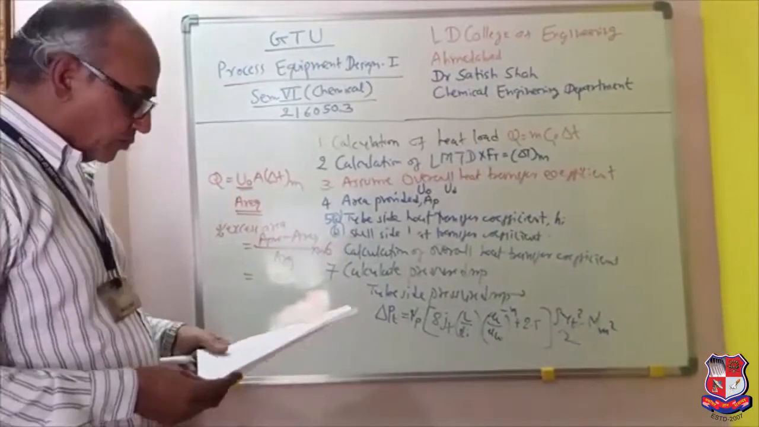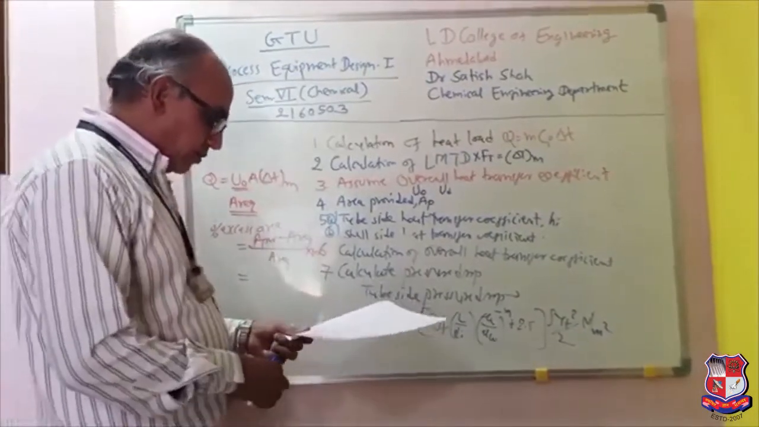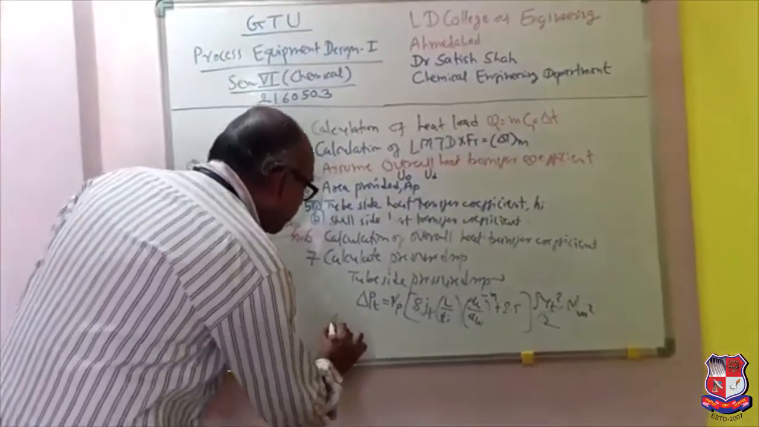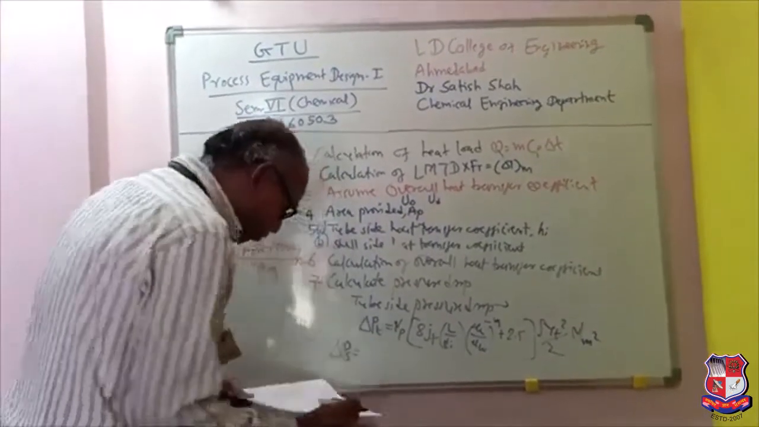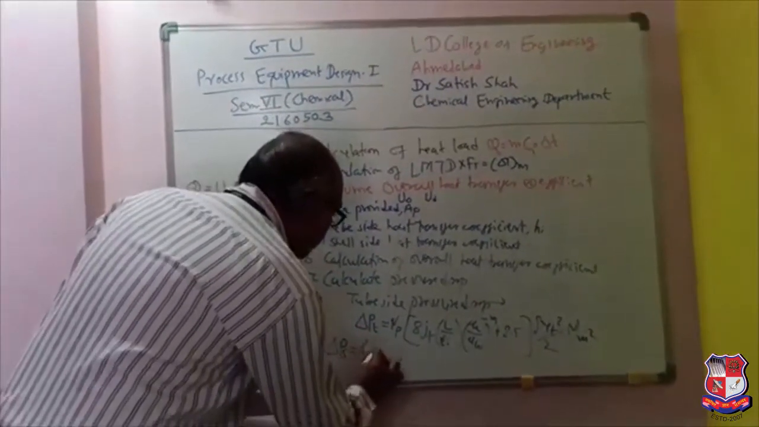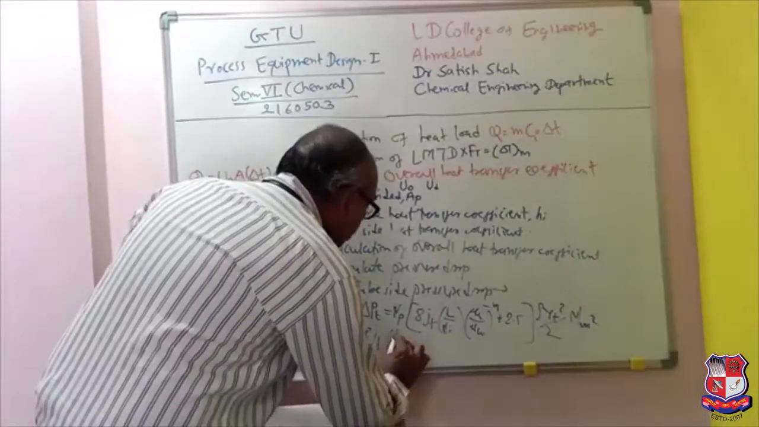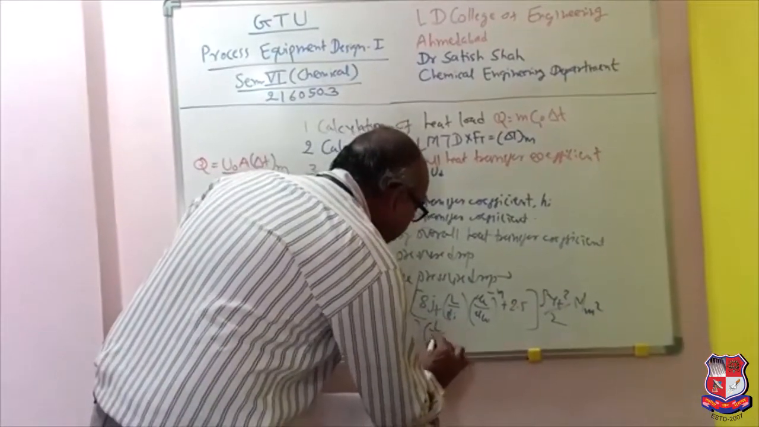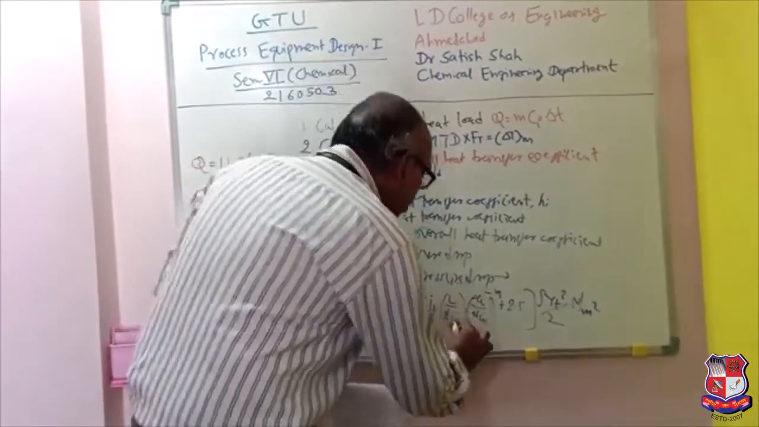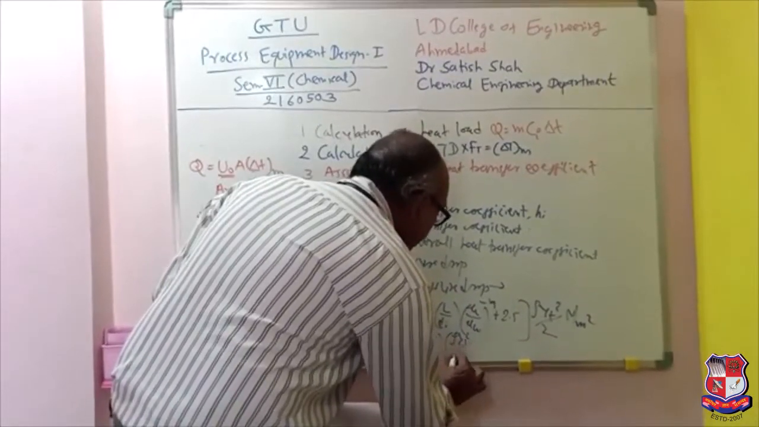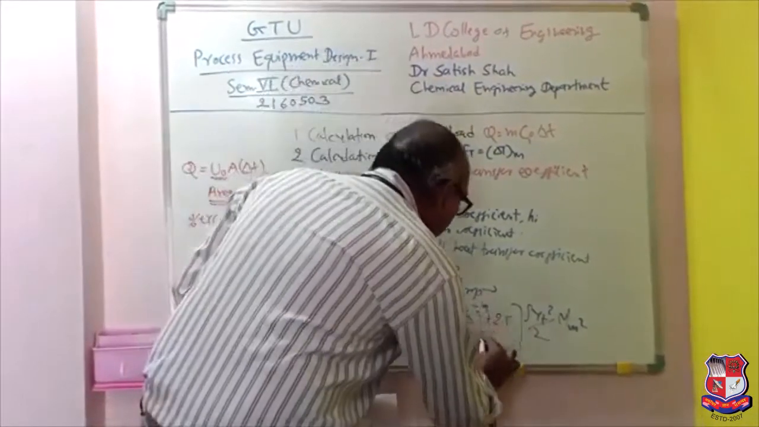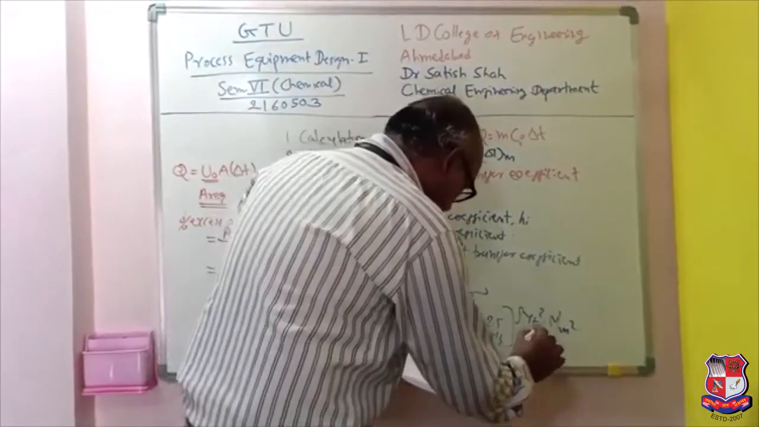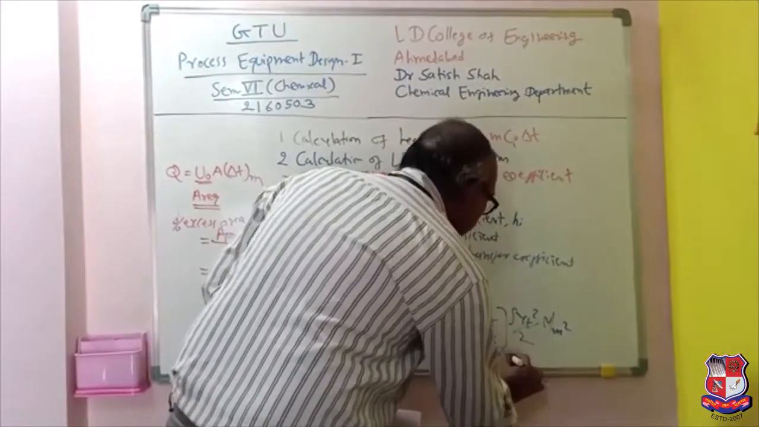Similarly, you will calculate the pressure drop for the shell side. Again, we have the similar type of formula, and that formula is delta PS equal to 8 JF into DS by DE into L by BS into rho US square by 2 into mu by mu W raised to minus 0.14. This is also Newton per meter square.